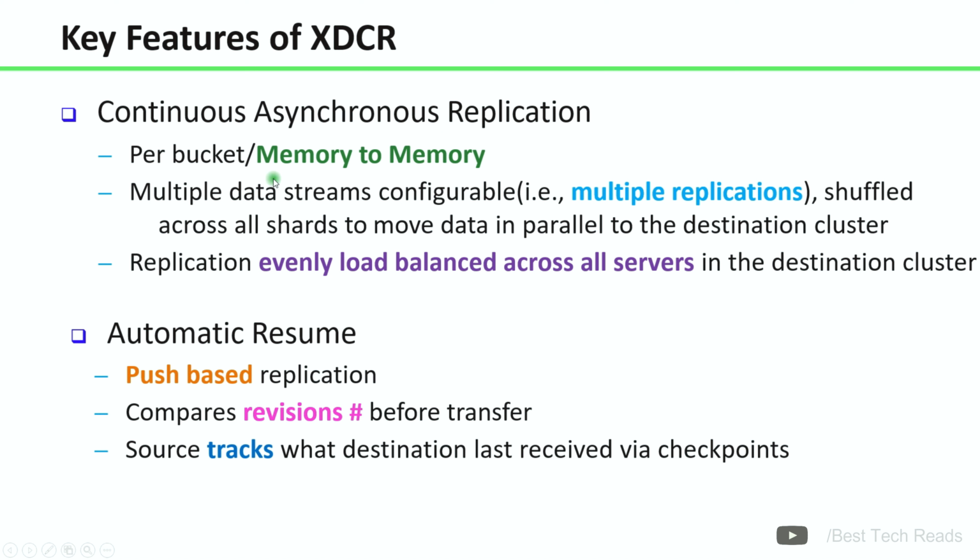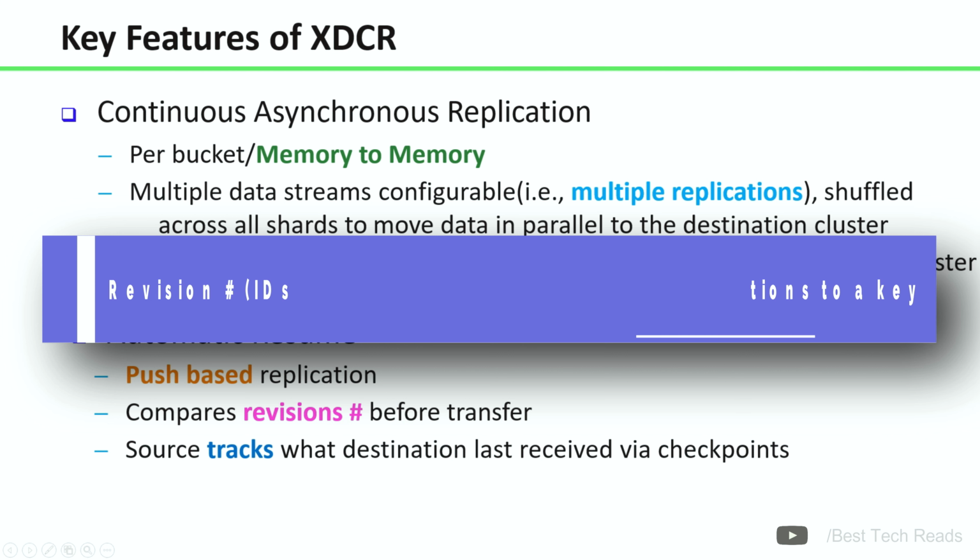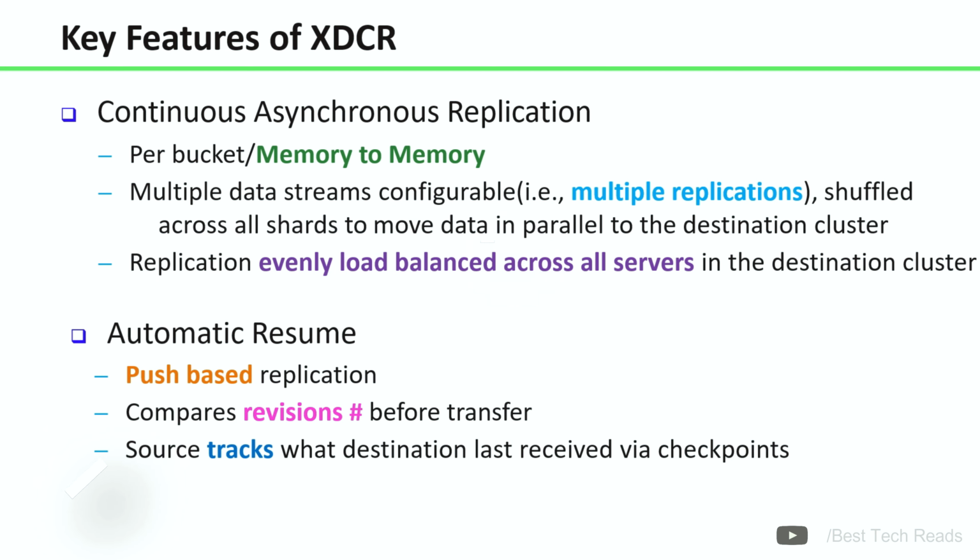It's memory to memory. We can create multiple replications. Replication is evenly load balanced across all servers in the destination cluster. In case replication is stopped due to any issue, it will be resumed automatically. It's a push-based replication and compares the revision hash before transfer. For example, if I have created replication for a bucket in the dev cluster to the test cluster, and my test cluster bucket already has a few documents that are there in the dev bucket, before initiating the transfer, it will check the revision hash for the existing documents. The source tracks what the destination last received via checkpoints.